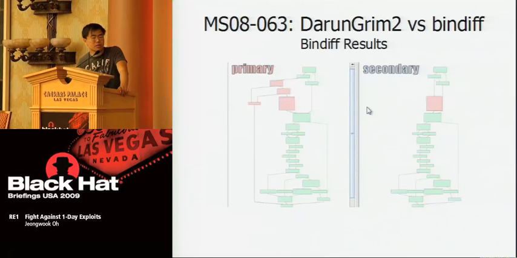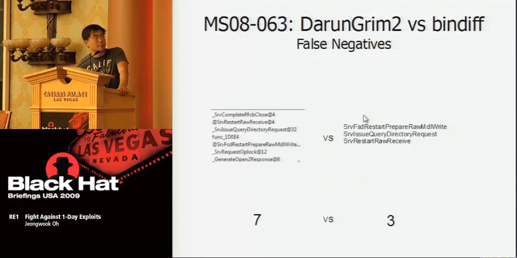Actually, this is from the BinDiff help file. They were using this example as their instructions. So this one is patched, and this one is unpatched in their case. And if you look into that, they are showing the same result. So basically, BinDiff and Darungrim 2 are showing the same result here. But the difference is that they only listed 3 functions modified, and Darungrim 2 showed 7. So Darungrim 2 is more verbose.